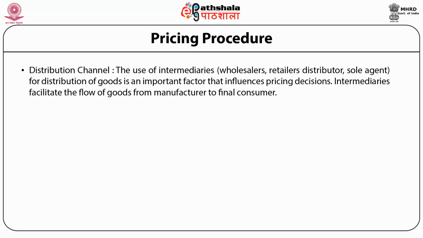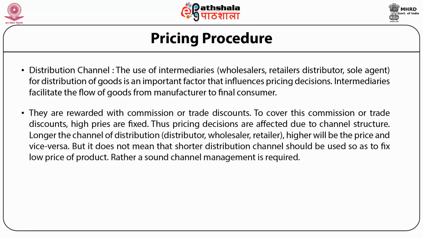Actually, intermediaries facilitate the flow of goods from manufacturer to final consumer. So they are rewarded with commission or trade discounts. And to cover this commission or trade discounts, high prices are usually fixed. Thus, pricing decisions are affected by the channel structure. Obviously, the longer the channel of distribution, the higher the prices will be, and vice versa.